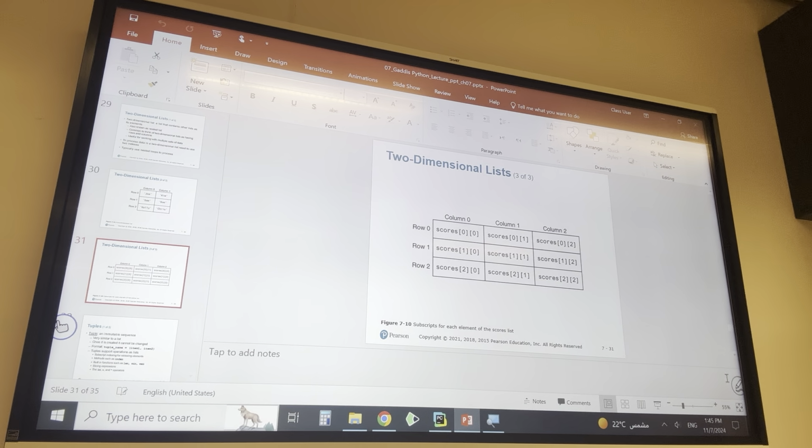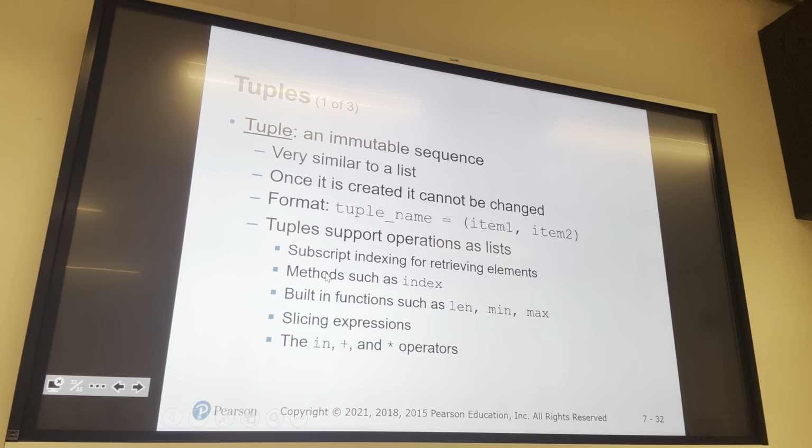So this is two-dimensional. And finally for this chapter, tuples. Some people say tuples. What's a tuple? Very, very similar to a list. The only difference, we cannot change it. Once you create a tuple, that's it. You cannot use append, you cannot use remove, you cannot use sort, you cannot use reverse. Anything that you cannot access an element inside the tuple and change it. You cannot do any of that. So a tuple is an immutable sequence, doesn't change. Very similar to a list. Once it is created, it cannot be changed.